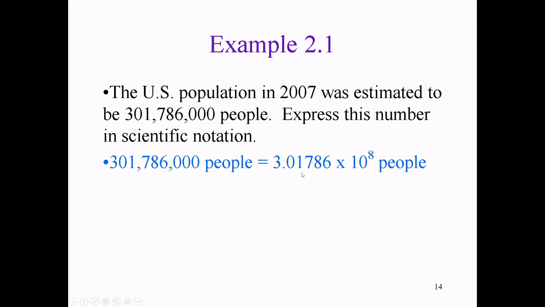Although we do need the middle one, right? Because we can't write this number without that one. Times 10 to the 8th. This 8th is going to be positive because this is a larger number than 3.01786.